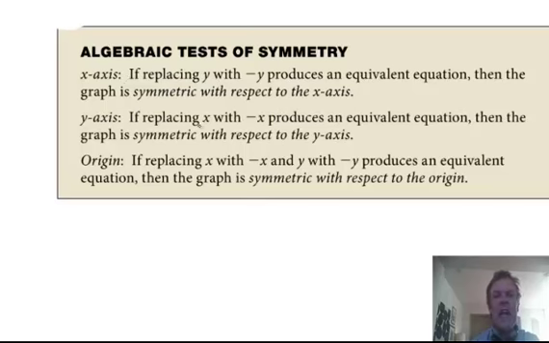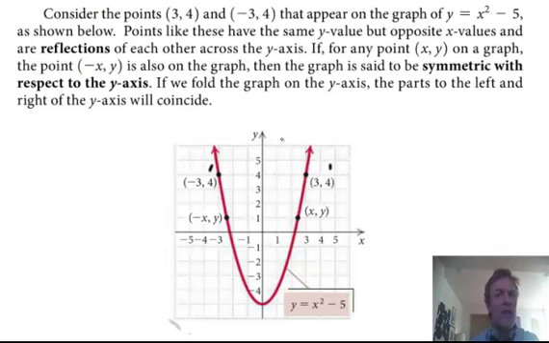So, if replacing x with negative x produces an equivalent equation, then the graph is symmetric with respect to the y-axis. And again, replace x with a negative x, an equivalent equation. Here, replace x with a negative x, the same y, okay? Then that is symmetric to the y-axis. We've got one more.